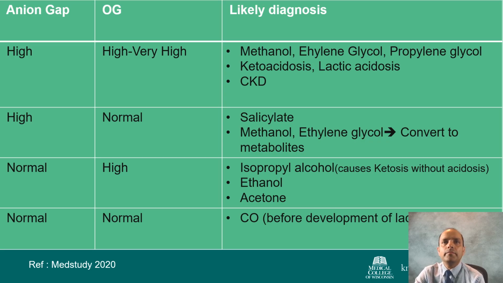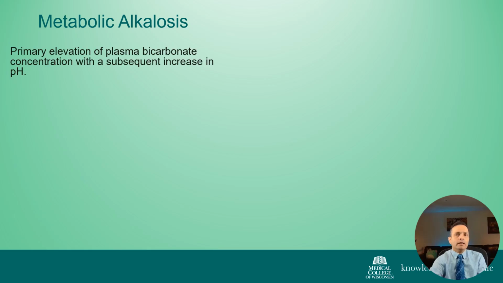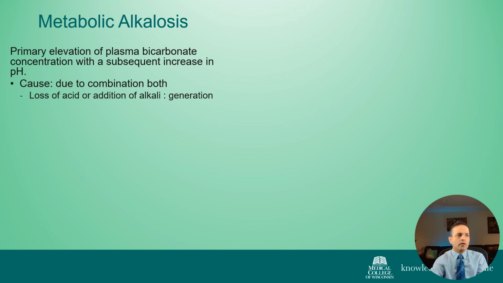That's all about the anion gap. So let's talk about metabolic alkalosis, which is a primary elevation of plasma bicarbonate with a subsequent increase in pH. The cause could be due to loss of acid or addition of alkali, which is called generation, or it could be from regeneration, where there is enhanced renal reabsorption of bicarbonate.